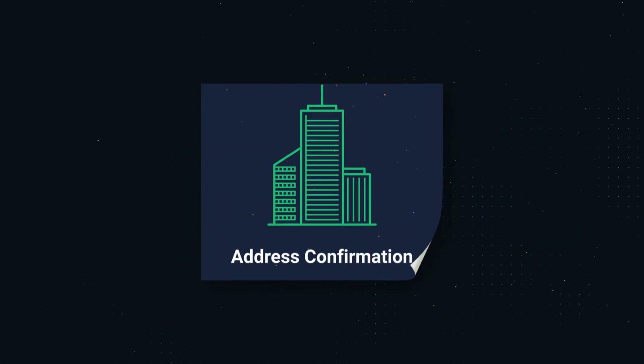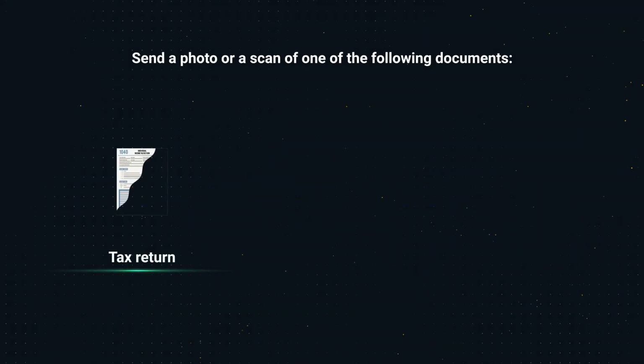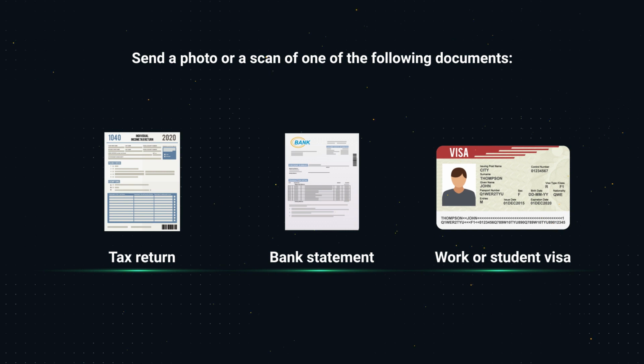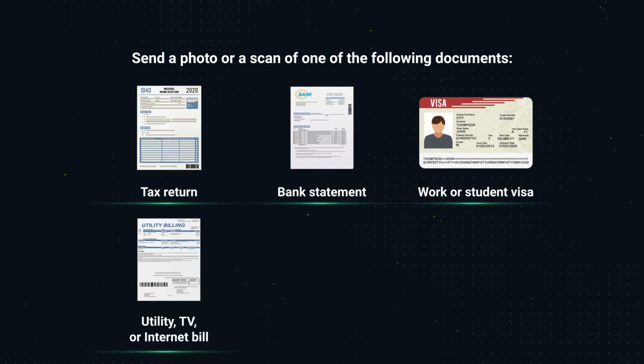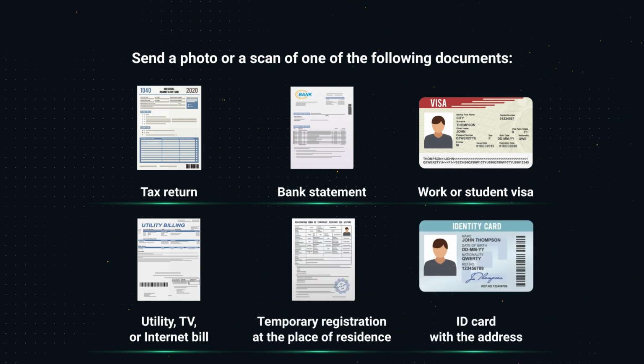Address confirmation. Send a photo or a scan of one of the following documents. Tax return, bank statement, work or student visa. Utility, TV, or internet bill. Temporary registration at the place of residence. If the address is printed on your ID card, re-upload it.